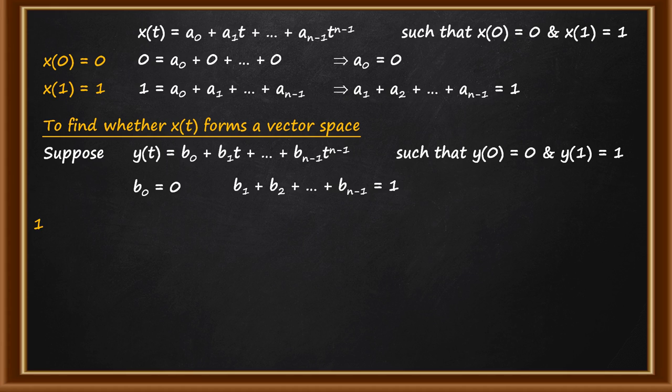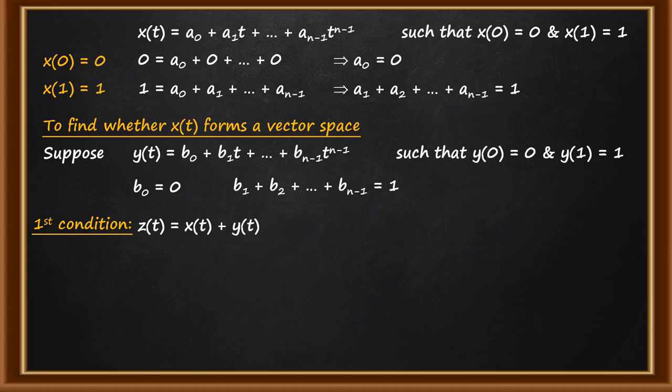Now the first condition is the condition of addition, so we'll check that. According to that, the sum of x(t) and y(t) should also be a part of the set, that means it should also satisfy the same condition as satisfied by x(t) and y(t). Suppose we take a third vector, z(t) equal to x(t) plus y(t). As per the rule of addition, this z(t) also satisfies these conditions, that means z(0) should be equal to 0 and z(1) should be equal to 1.